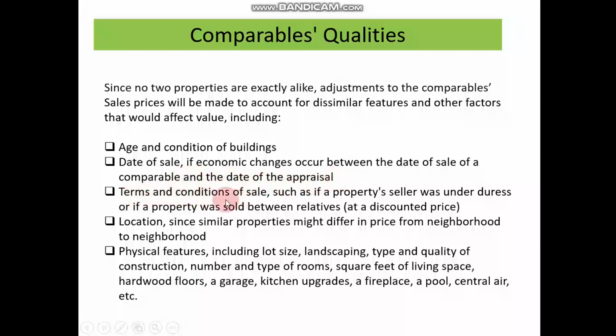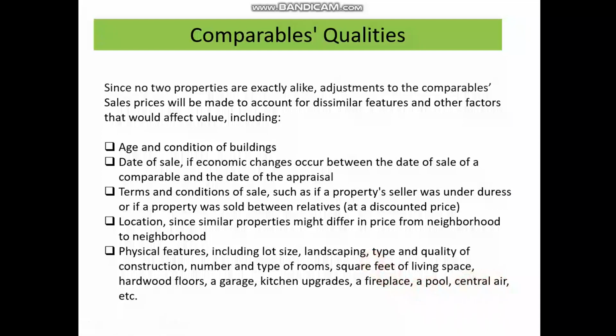The terms and conditions of sale, such as if a property seller was under duress or if a property was sold between relatives at a discounted price. Then location, since similar properties might differ in price from neighborhood to neighborhood. And finally, physical features, including lot size, landscaping, types and quality of construction. Okay, number and types of rooms, square feet of living space, hardwood floors, a garage, kitchen upgrades, a fireplace, a pool, central air, and others.